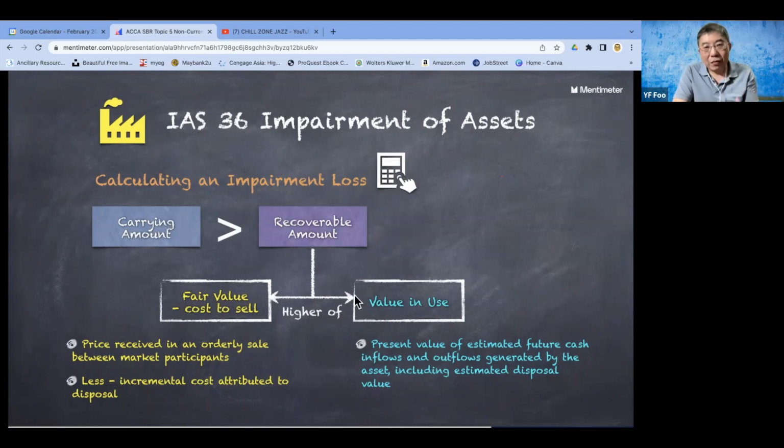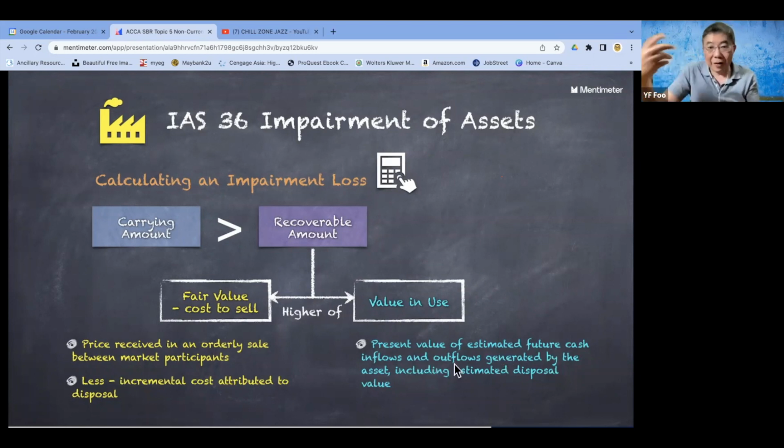Now, the second way of recovering the amount is not to sell it, but to use it. To use it for what? To generate products that you can then sell. We call this value in use. Right? Now, value in use means that when I use this asset, how much does it generate in terms of future cash flow for me, right? And that is the economic benefit. That's the revenue that comes in. So we measure the revenue in terms of estimated future cash flows.